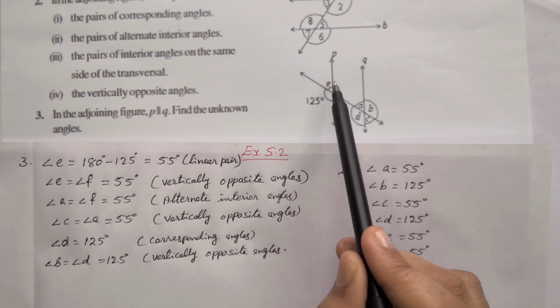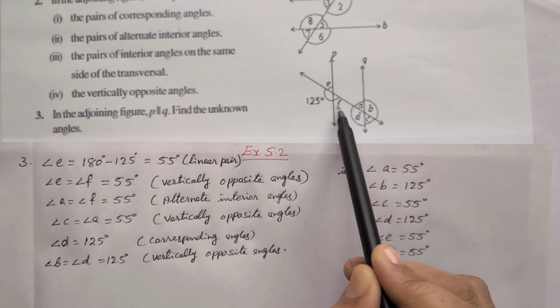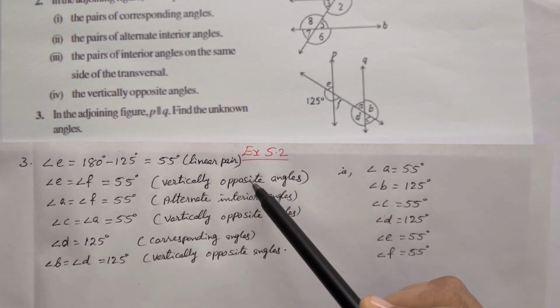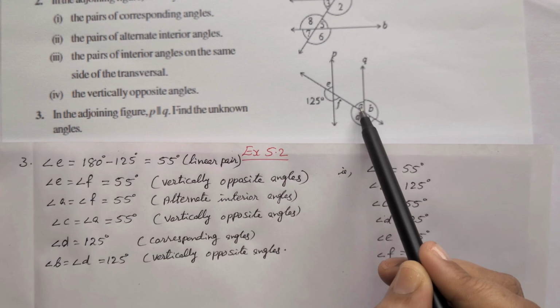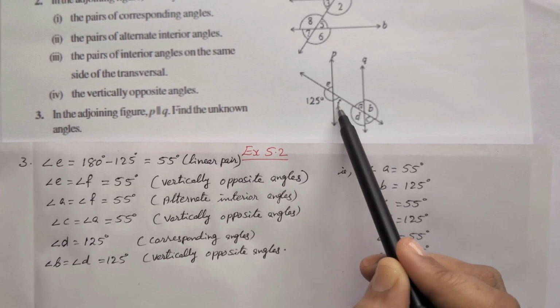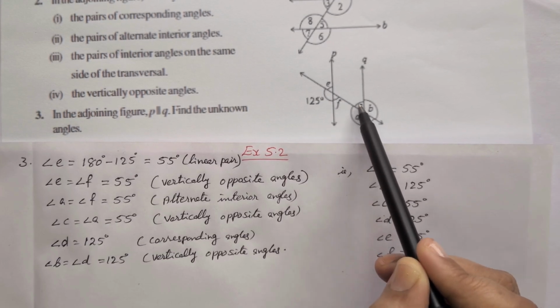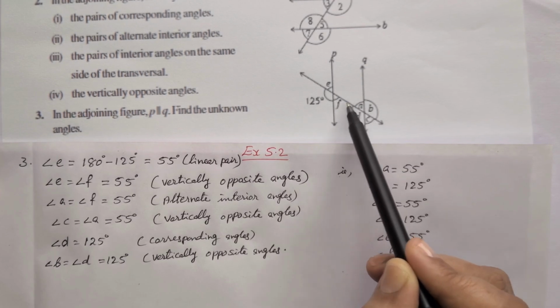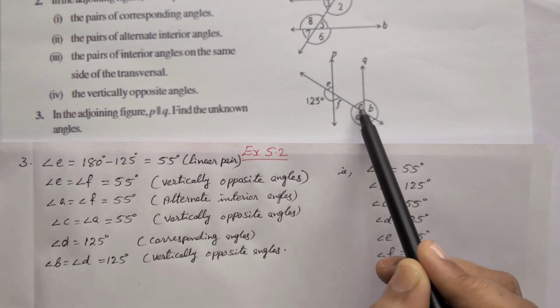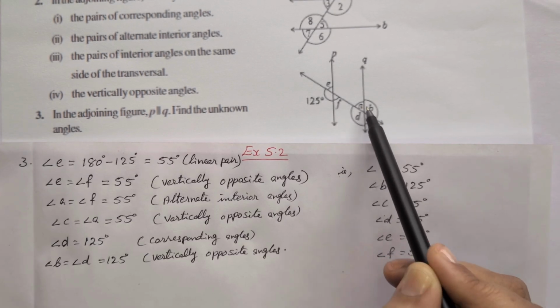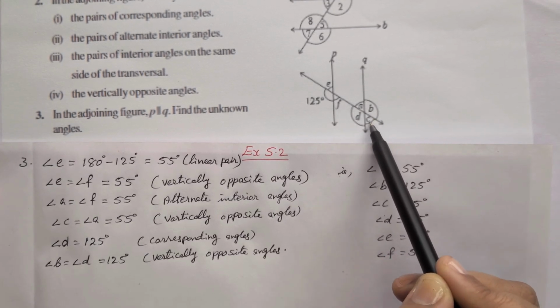This angle is 55 degrees, then angle F is also 55 degrees, vertically opposite angles. Angle E is equal to angle F, vertically opposite angles. Then angle A is equal to F, alternate interior angles. Two lines are parallel, then alternate interior angles are equal. If A is equal to 55 degrees, then C, vertically opposite angle, angle C also is equal to 55 degrees.